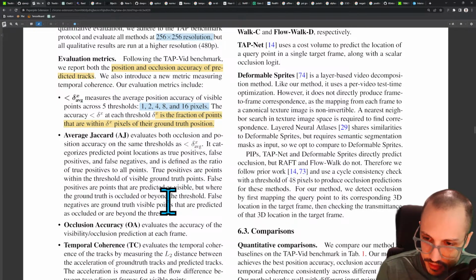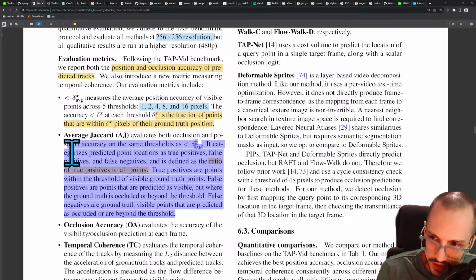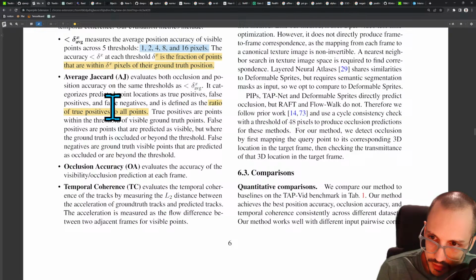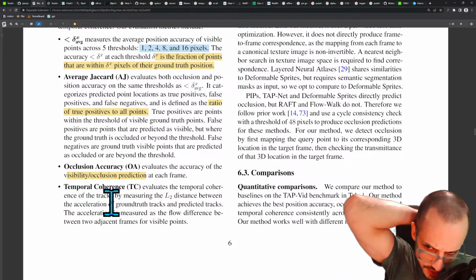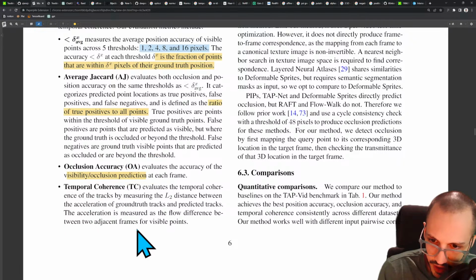Jaccard, average Jaccard, evaluates both occlusion and position on the same thresholds. It categorizes predicted point locations as true positives, false positives, and false negatives, and defines the ratio of true positives to all points. So basically some kind of ratio of true positives that accounts for occlusion as well. Occlusion accuracy evaluates the accuracy of the visibility and occlusion prediction. Okay, so this is more like a classification accuracy, because visible or not visible is just binary, right? It's either 0 or 1. So this is almost like a binary classification accuracy here. Temporal coherence evaluates the temporal coherence by measuring the L2 distance between the acceleration of ground truth tracks and predicted tracks.